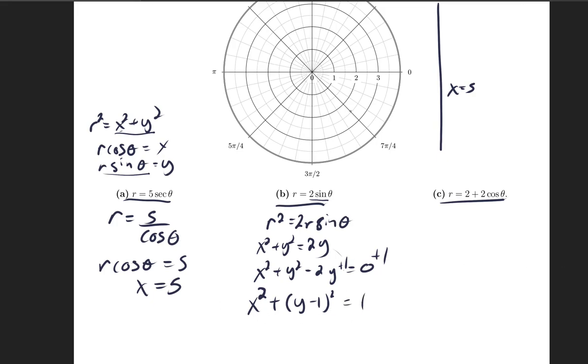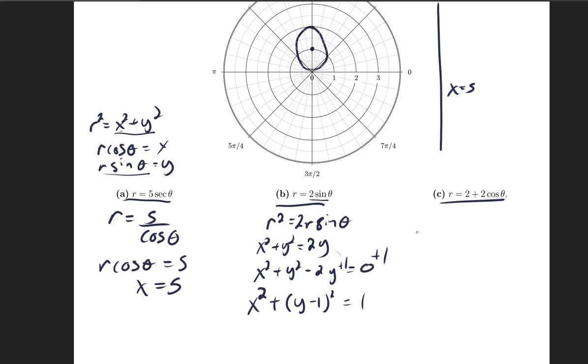What is this? This is a circle centered at 0, 1, and with a radius of 1. So it's a circle like this. And so that's what this one is. Okay. We will actually graph this using polar coordinates to show that this ends up producing the same thing.